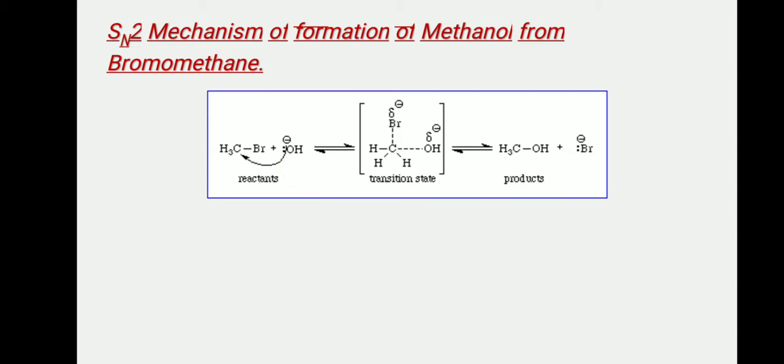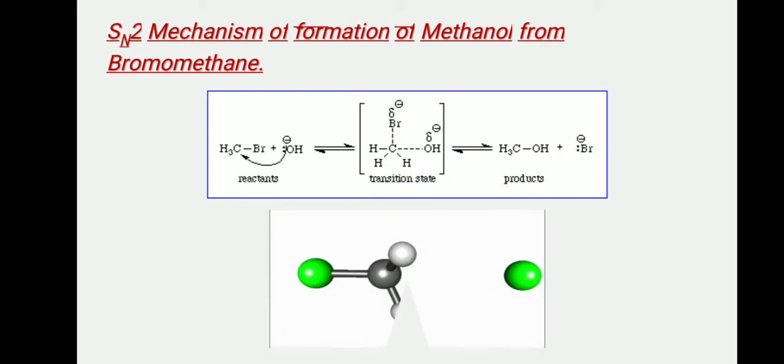Then what happens? OH will attack from the back side, because bromine is electronegative and this OH is also electronegative, so there will be a repulsion between them. So it will attack from the back side. It will form this pentacoordinate transition state, in which the carbon to bromine bond is being broken and the carbon to OH bond is being formed. Ultimately, this bond completely breaks, and the bond between carbon and OH is completely formed.